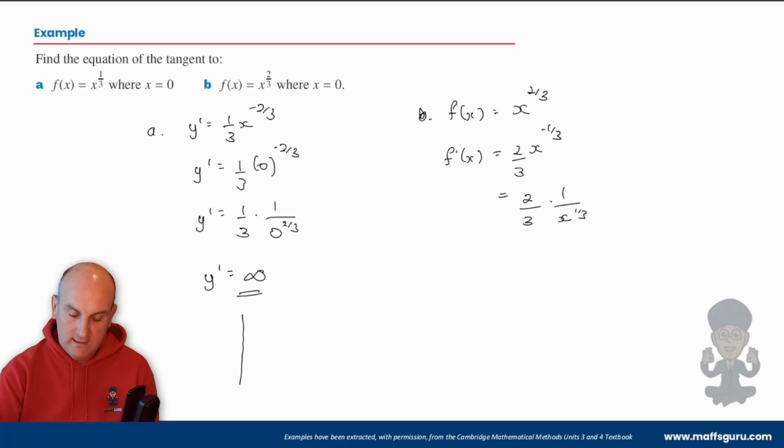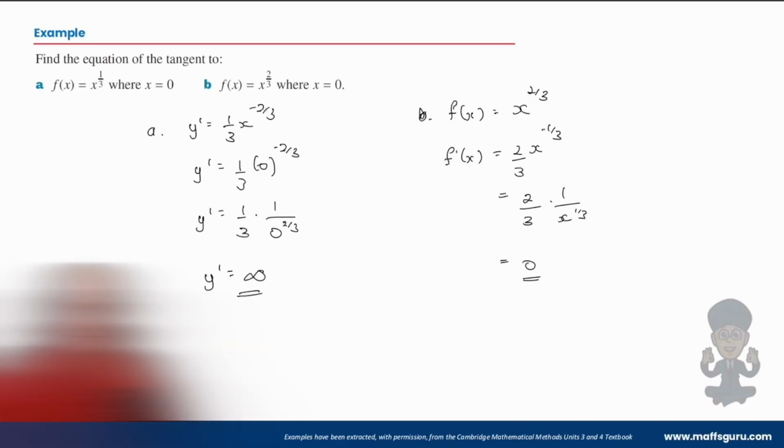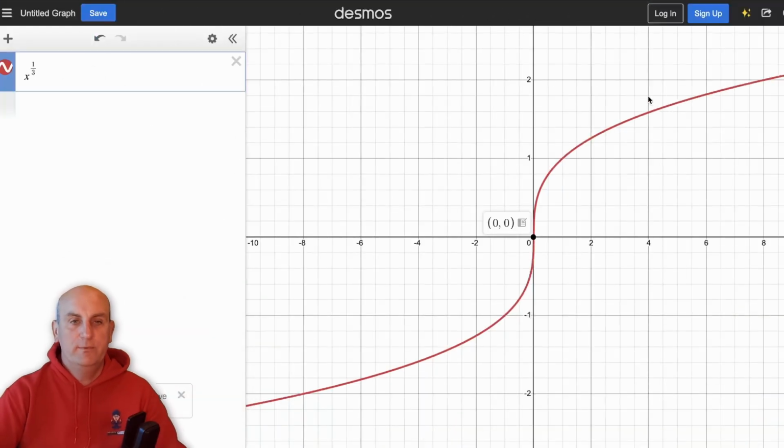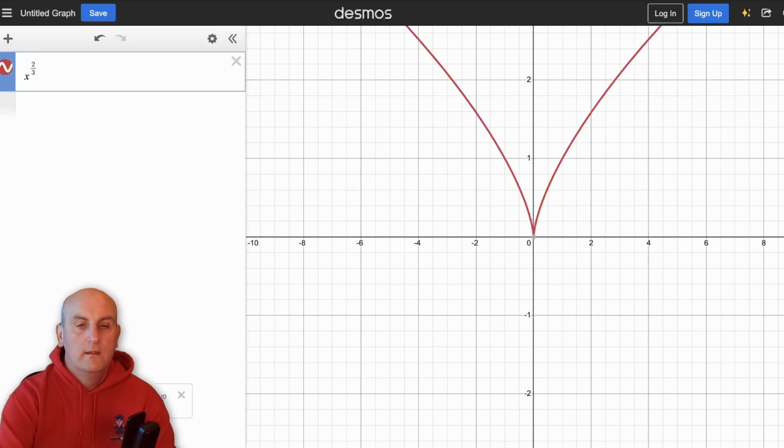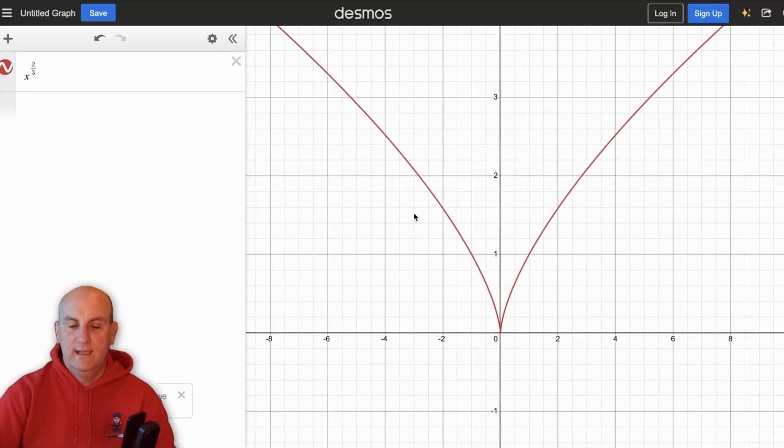Well, it would appear that if I now put x equals 0 into here, 0 to the power of a third is going to be 0, and 1 divided by 0 is going to be undefined. How on earth is that going to be possible? Well, I've got my Desmos. Let's have a look. If I put in x to the power of 2/3, there we go. That's the graph we end up with.